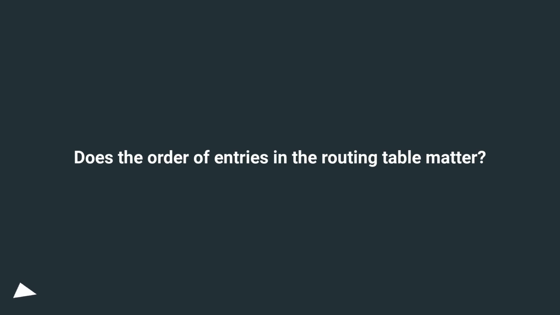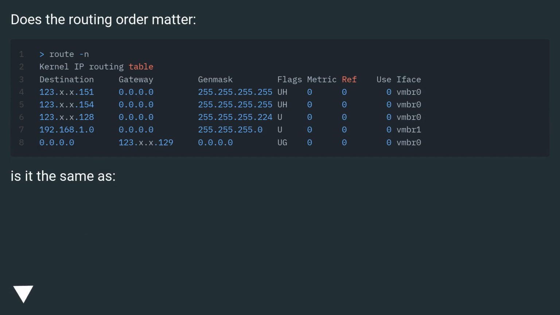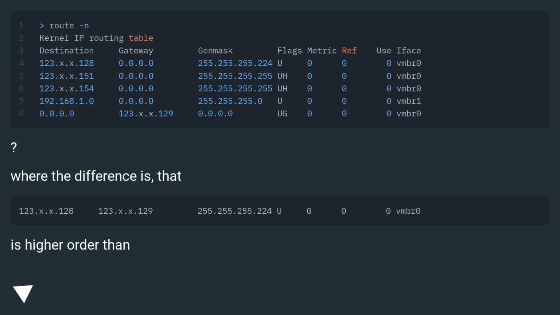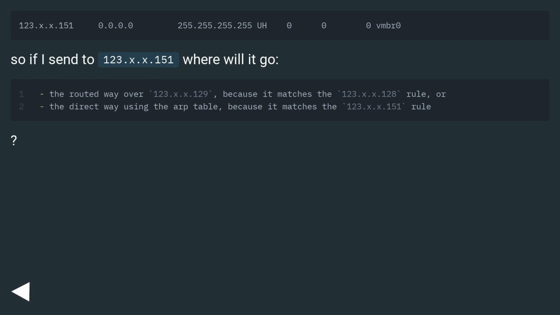Does the order of entries in the routing table matter? Does the routing order matter? Is it the same as...? Question mark. Where the difference is, that is higher order than. So if I send to 123.x.x.151, where will it go?